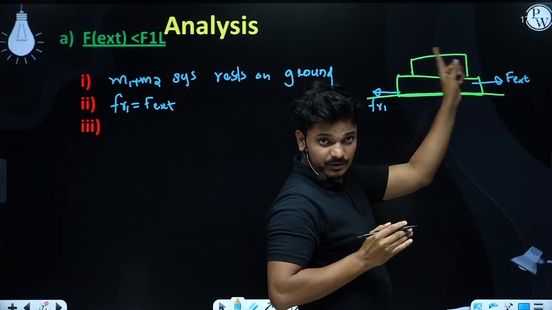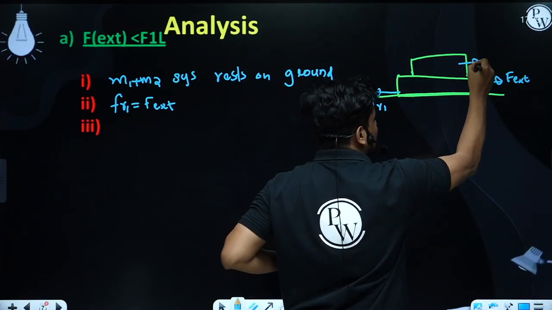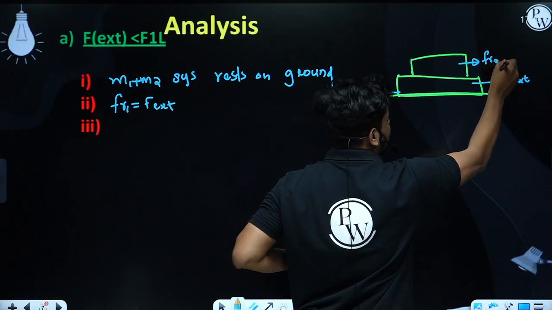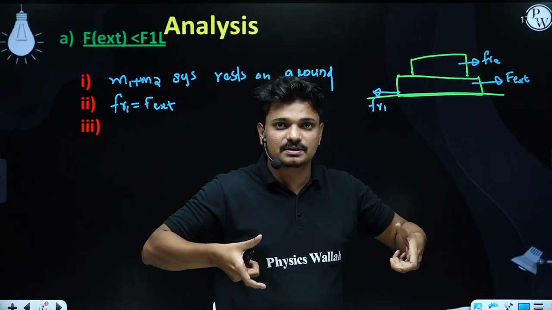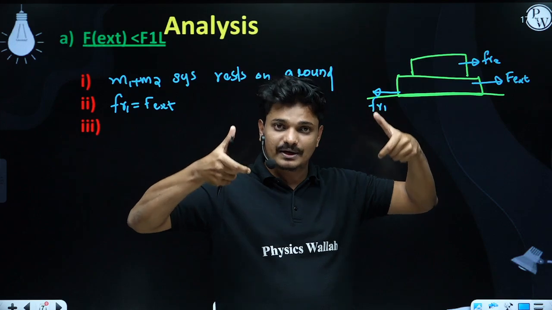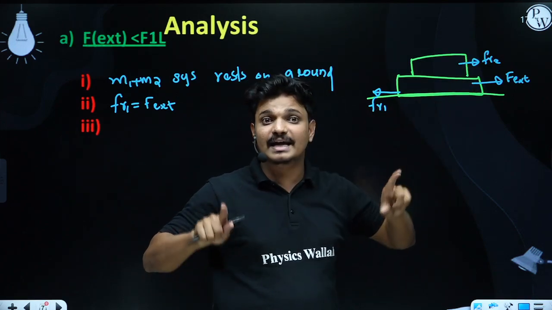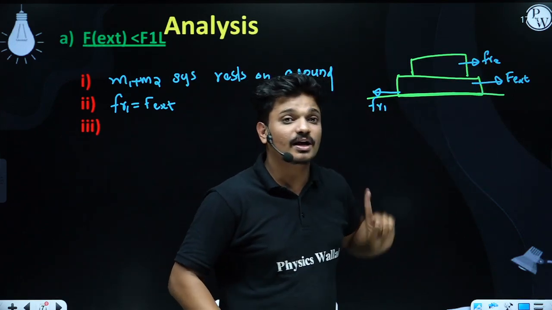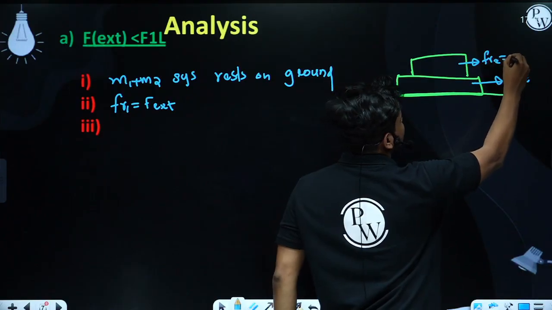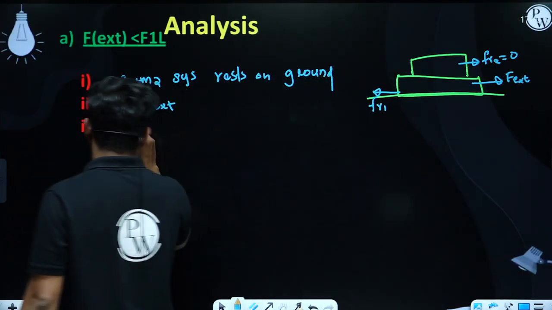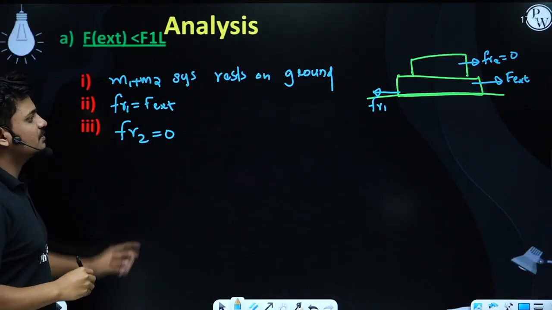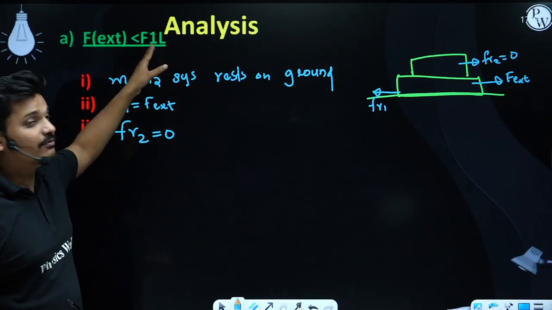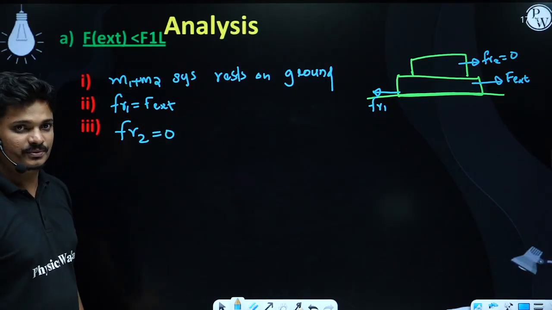You just check our free body diagram. At the time we can see that only one horizontal force is present on the bottom block. So if the total system is at rest, the top block is also at rest, which means it doesn't have any acceleration. That means Fr2 value will be 0 at this time, when our external force is less than that limiting value.